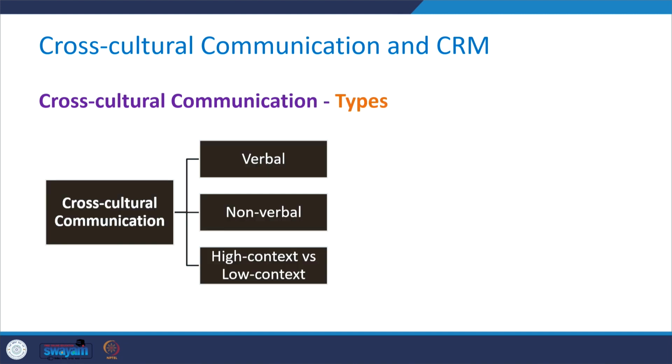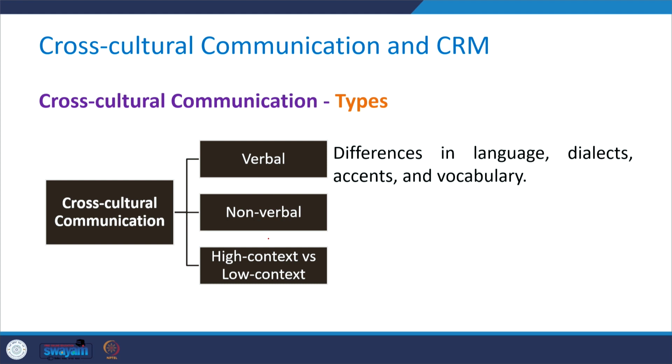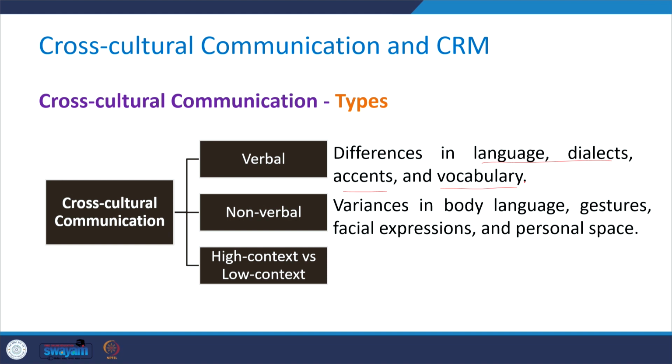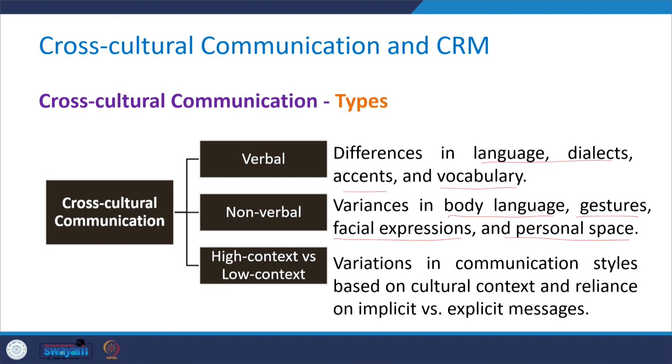Let's understand what the different types of cross cultural communication can be. The first here is verbal, then non-verbal, and high context versus low context. Verbal communication is nothing but differences in language, dialects, accents, and vocabulary. Non-verbal cross-cultural communication involves variances in body language, gestures, facial expressions, and personal space. And high context versus low context cross-cultural communication involves variation in communication styles based on cultural context and reliance on implicit versus explicit messages involved.